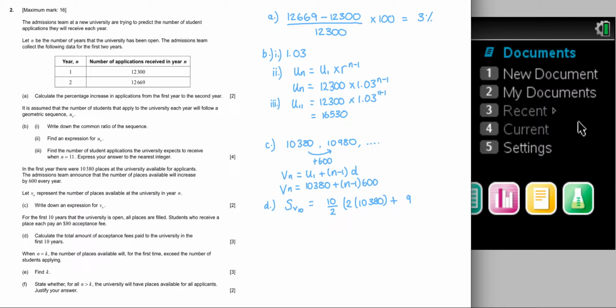So 9 lots of the difference, which is 600. Okay, and again, you can just type that into your calculator. And we also know that we want to get 80 times that. Okay, so each person that attends the university pays $80 for the entrance fee. So whatever the answer is to that part, we want to work out 80 times it.